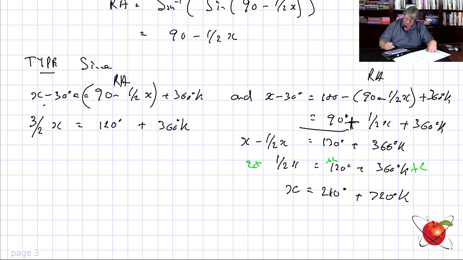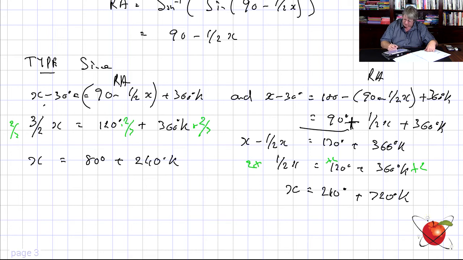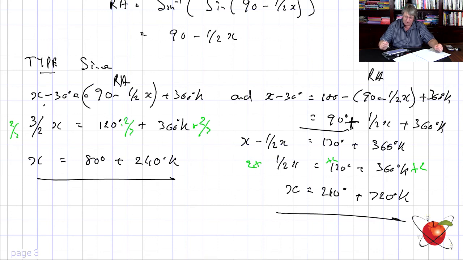Okie dokes. Let's have a look at this character here. This character says 3 over 2x is that. Now I must multiply by what? Remember, I must multiply by 2 over 3 times 2 over 3 times 2 over 3. And hey presto, we end up with x equal to 80 degrees plus 240 degrees k, and those are my 2 answers. You can back substitute any one of those in and have a look, and you will find the answer.